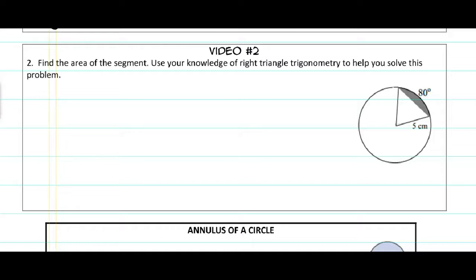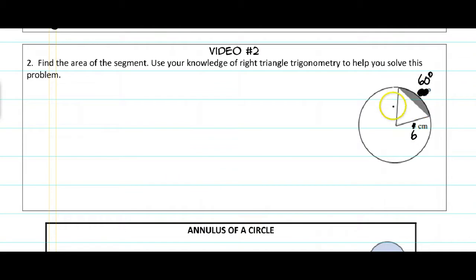So here's video 2 for finding the area of a segment. This one's going to be a little bit more difficult, and we're going to make some changes to the problem here. So I'm going to change this angle over here to 60 degrees, and then we're going to change this to 6 centimeters. All right, that'll make things a little bit easier for us.